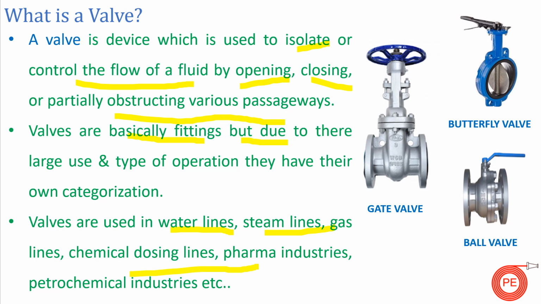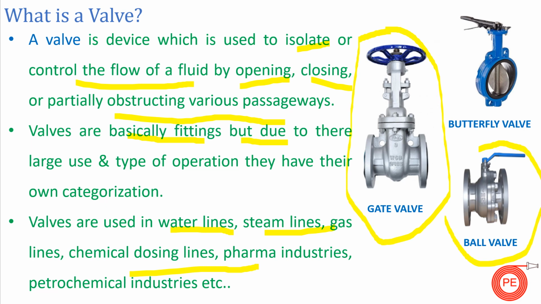So here I have shown some types of valves. This is how a gate valve looks. A gate valve is used for your isolation process. A ball valve is again used for isolation as well as for throttling purposes. And this butterfly valve, which is the main valve that we will be studying today, is used for isolation as well as for throttling purposes.